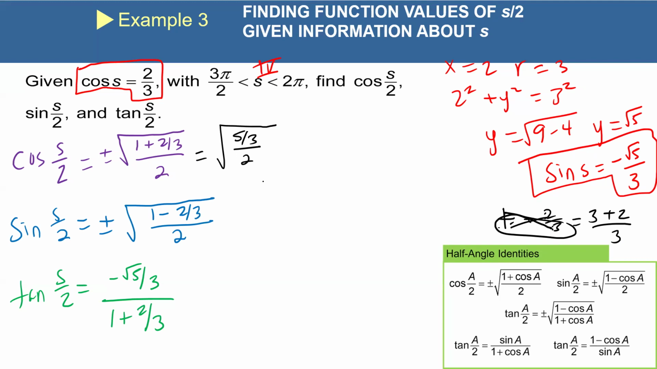Common denominators. All right, now can I keep, change, flip? Yes, I can. Keep, change, flip. So when we keep, change, flip, we end up with 5/3 times 1/2, which gives us the square root of 5/6.